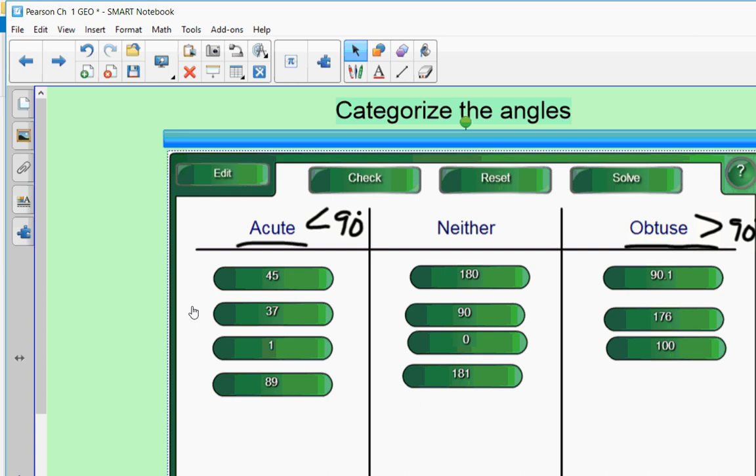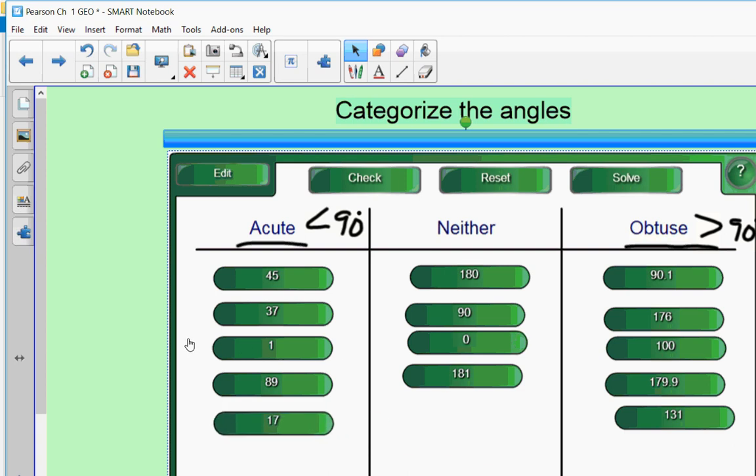179.9, that's going to be greater than 90, but it's also less than 180, so it's not a whole line. So I think it's going to go there. 131 is also greater than 90, so I think it's going to go here. 17 is less than 90, so we'll call it acute. 91 is greater than 90, so that would be obtuse. And then 89.9, that's also not exactly 90 degrees, so it has to be less than 90, so I think it's going to be acute.